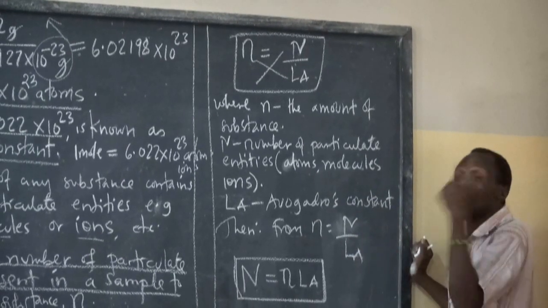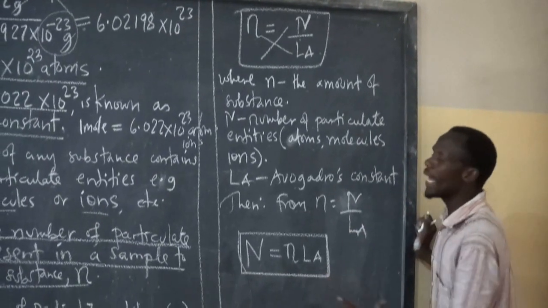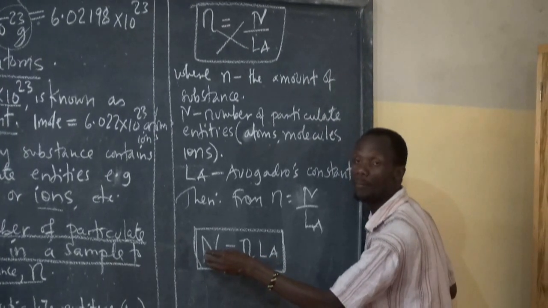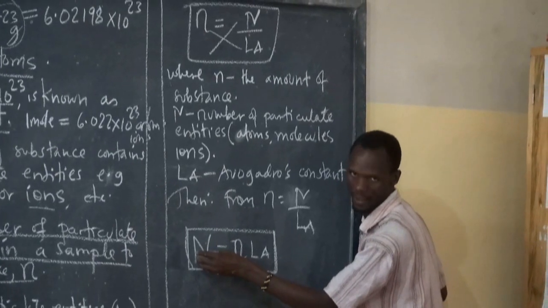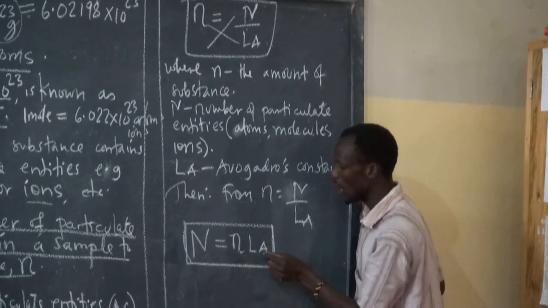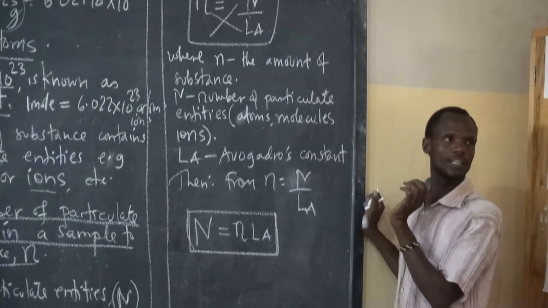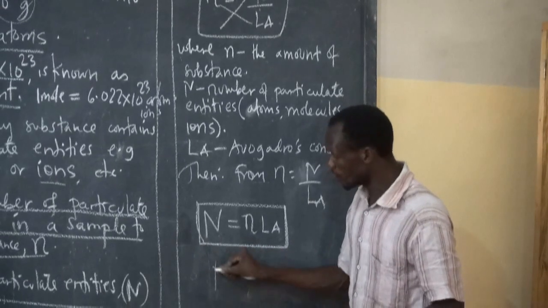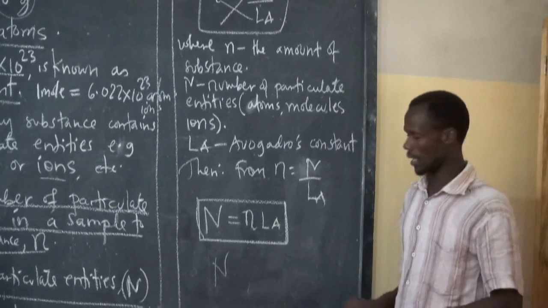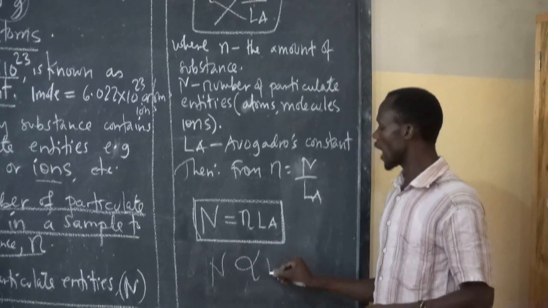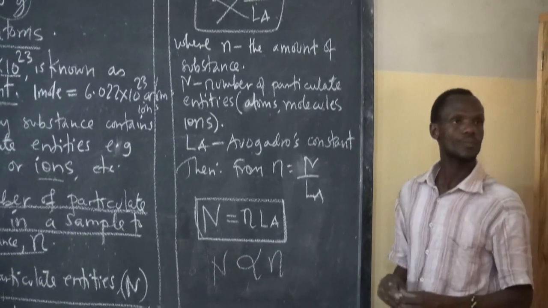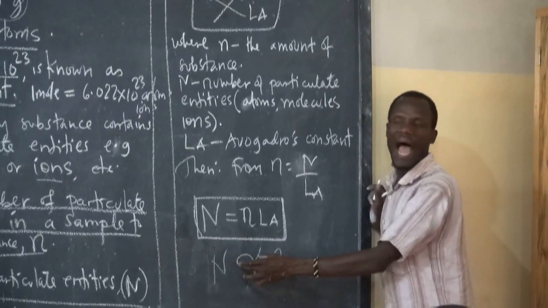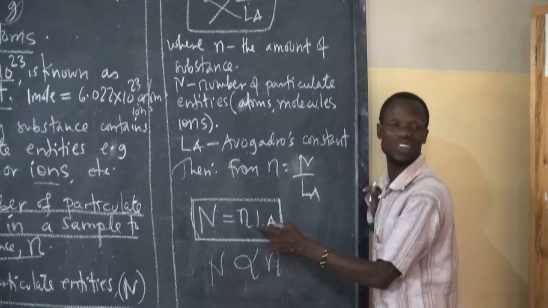And therefore, to conclude this section, we say there is a relationship between amount of substance and the number of particulate entities which are there, and also Avogadro's constant. In short mathematically, I would say that the number of particulate entities is directly proportional to the amount of substance. Why is it directly proportional? Because there is a proportionality constant, and that proportionality constant is called Avogadro's constant.